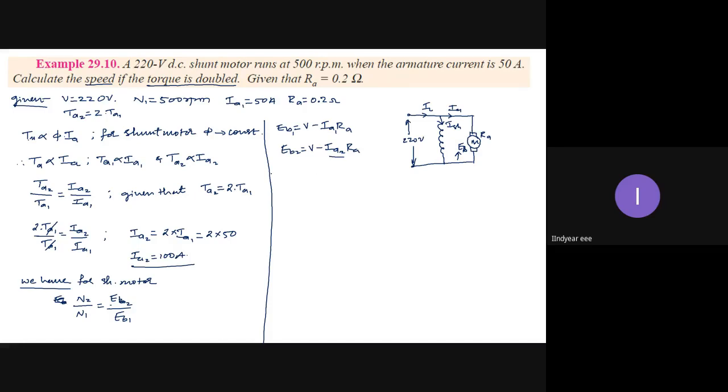So EB1 equals 220 minus IA1, which is 50 into 0.2. So this is equal to 210.